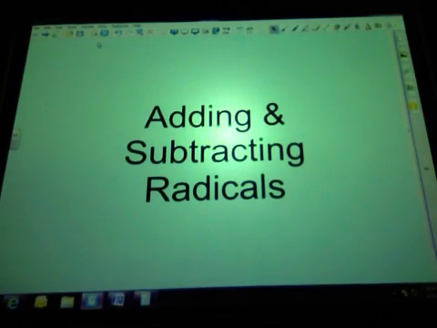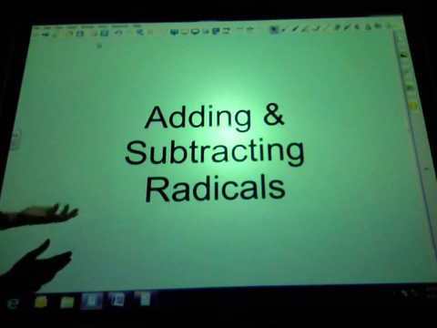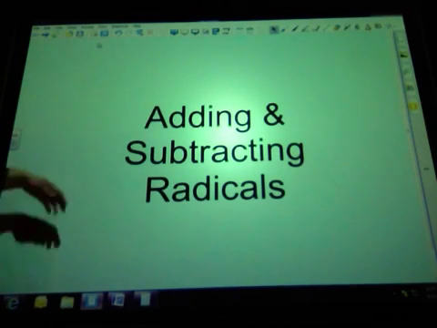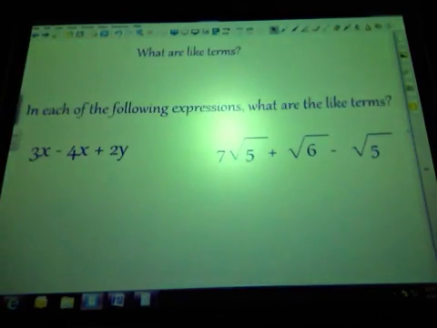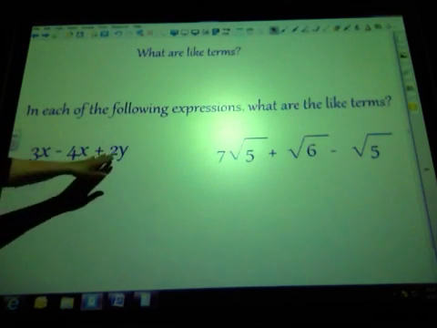Today we're going to work on adding and subtracting radicals. Radicals, remember, are just problems that have square roots in them. In order to do this, you have to remember what like terms are. So we need to think about what are like terms. What are the like terms in 3x minus 4x plus 2y?